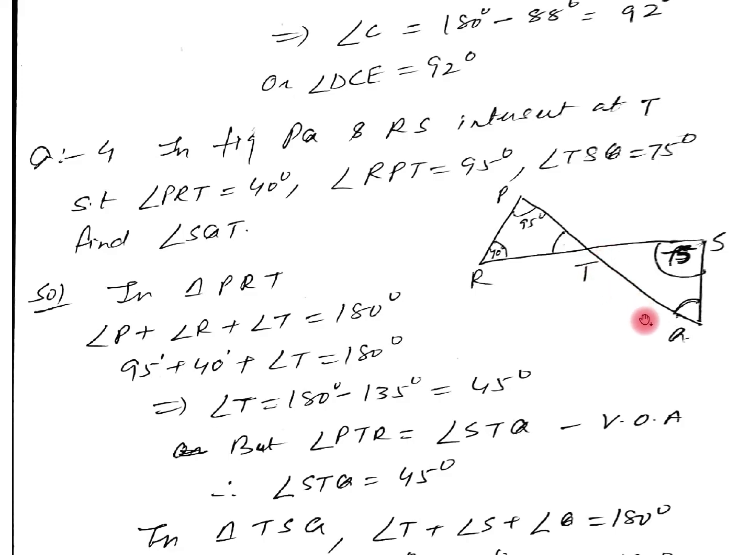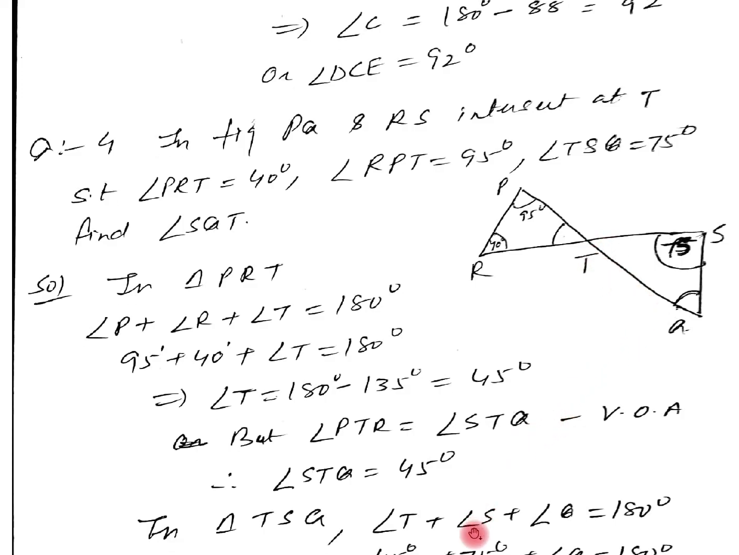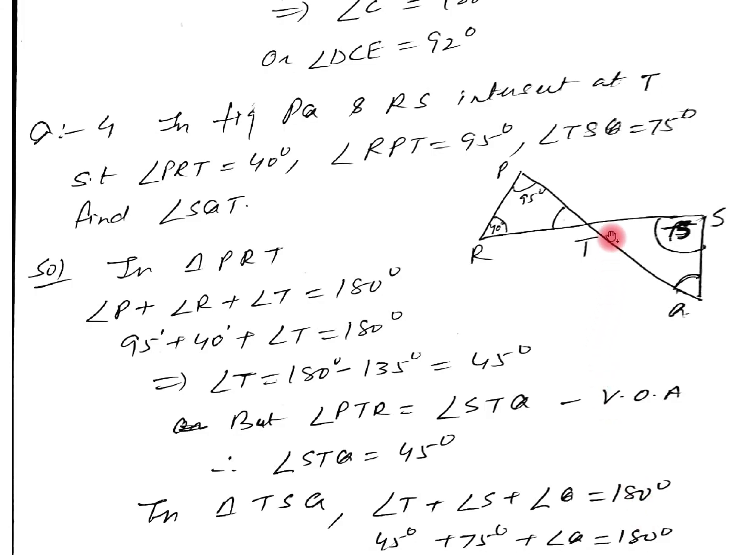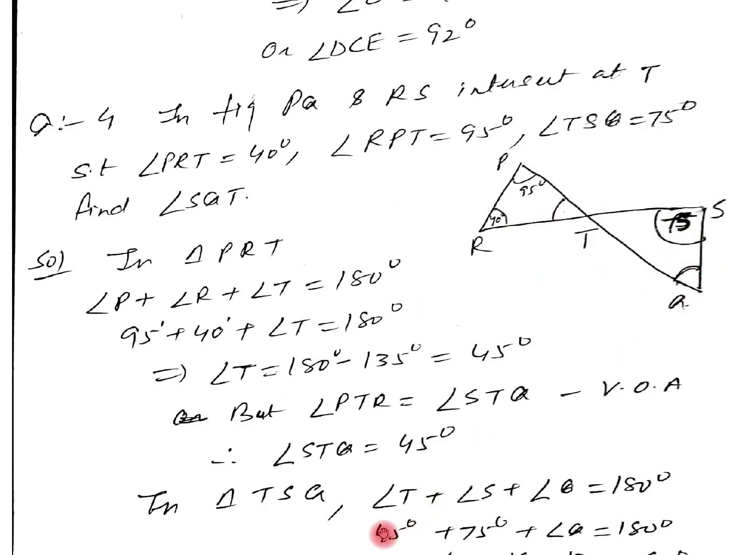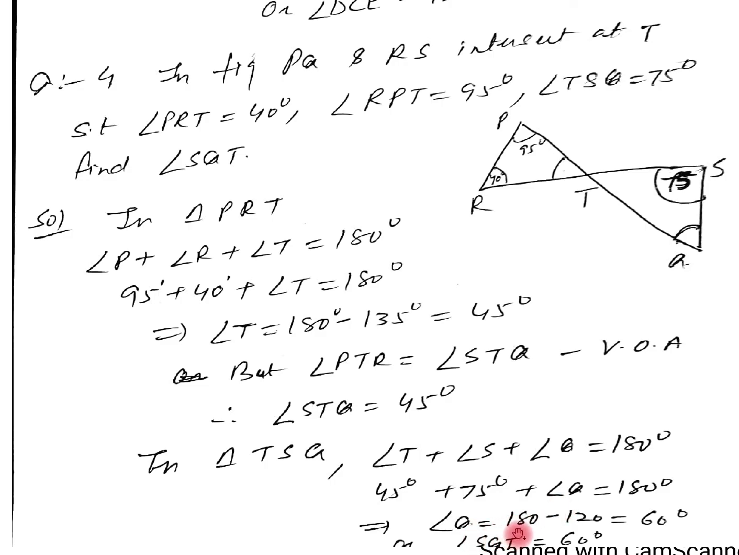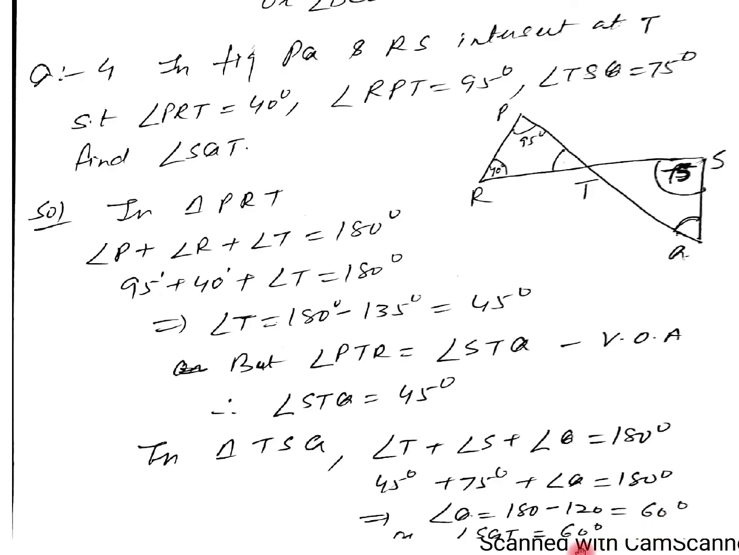Now in this triangle, angle T plus angle S plus angle Q equals 180 degrees. Now angle T is 45. This angle is given to be 75 degrees, and we have to find out angle SQT. So by using the angle sum property and putting the given values of the angles, we can find Q equals 180 minus 120, equal to 60 degrees. Therefore angle SQT equals 60 degrees. This is all about today.